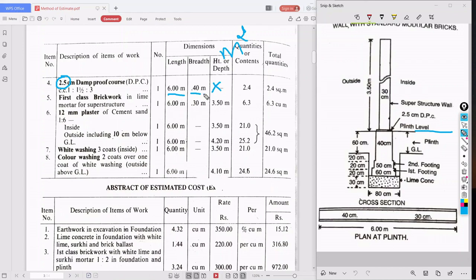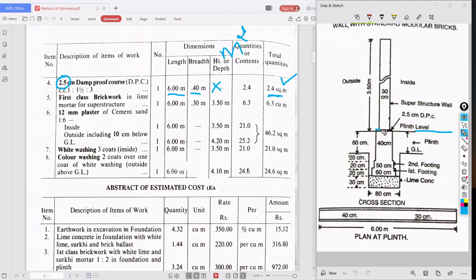So 6 into 0.4 is 2.4, it is 2.4 meter square. It is a meter square unit, so keep it in mind, otherwise this type of mistake will happen. So the 2.5 centimeter damp proof course is over.